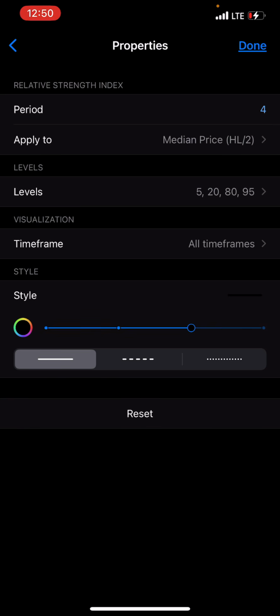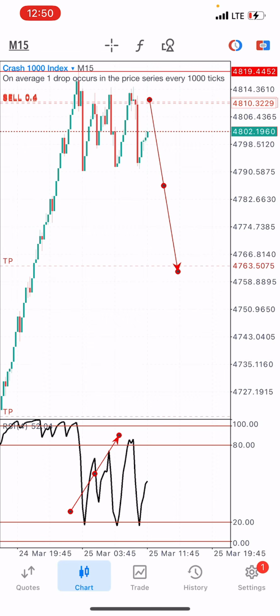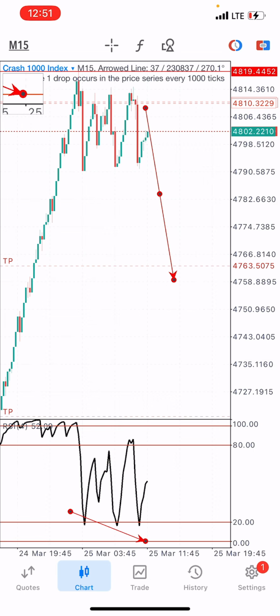Okay, so that will be all for now, guys. Remember, when market cuts into the overbought zone, you're selling when you have your final confirmation on the main chart. When the market cuts into your oversold zone, you're buying when you get your final confirmation on the main chart.